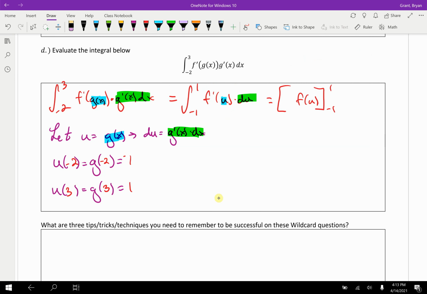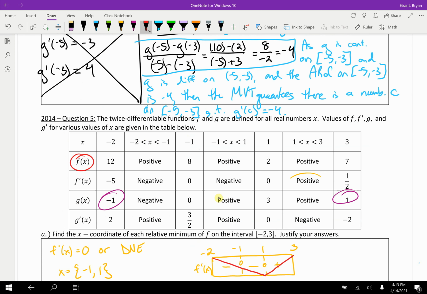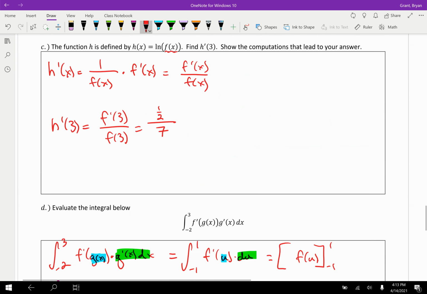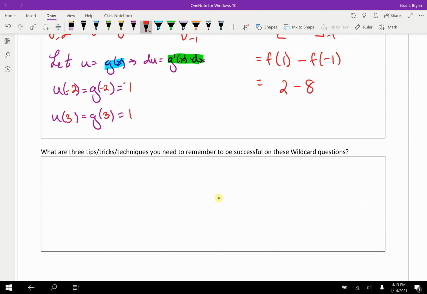Cool. Now, because we changed the limits of integration, we can substitute those in. We don't need to replace u with what it originally equaled. F of 1 minus f of -1. 1 and -1 on f. 2 and 8. I think it was -8 though, wasn't it? Nope, +8. There we go. 2 and 8. You can stop right there. That is fine for your answer. If you're feeling bold, you can reduce to -6.